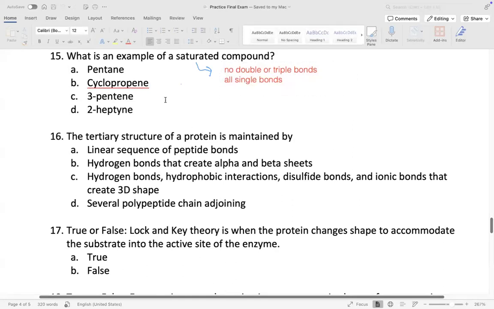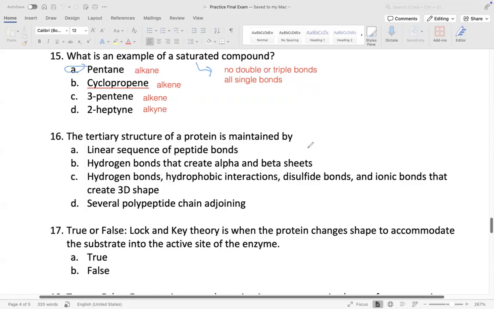All right. So here, pentane ends in ane. Ane indicates an alkane. Cyclopropene indicates an alkene. 3-pentene also ends in ene, indicates an alkene. Lastly, 2-heptyne ends in yne, which indicates an alkyne. All right. So alkanes are all single bonds, alkenes double, alkynes triple. So saturated is all single bonds. So that's going to be A.